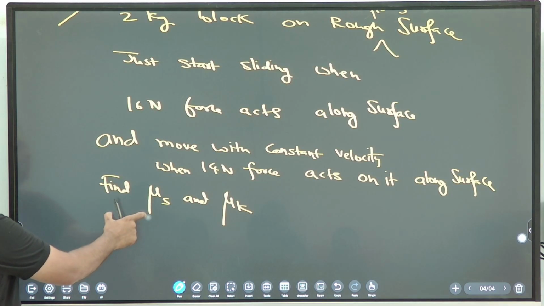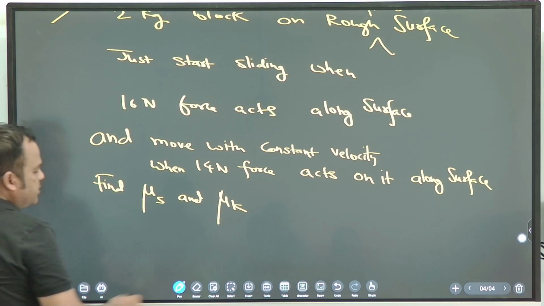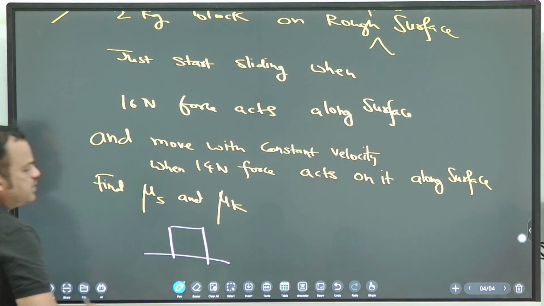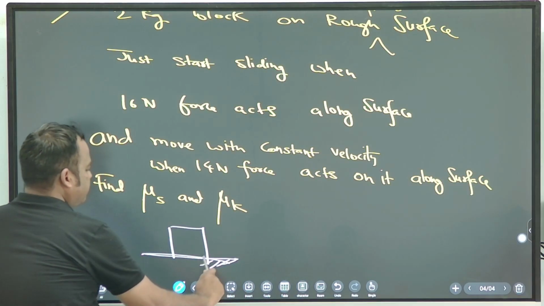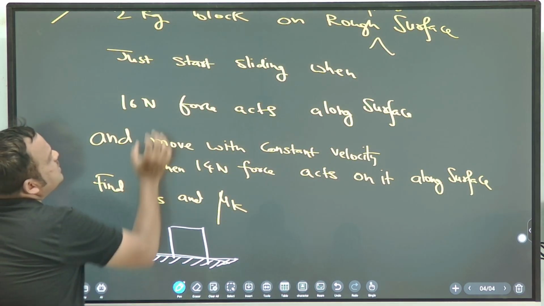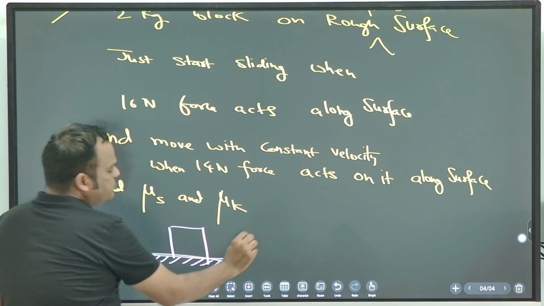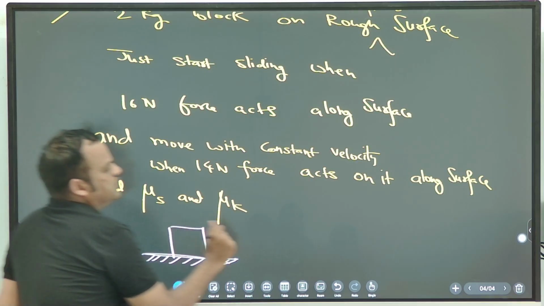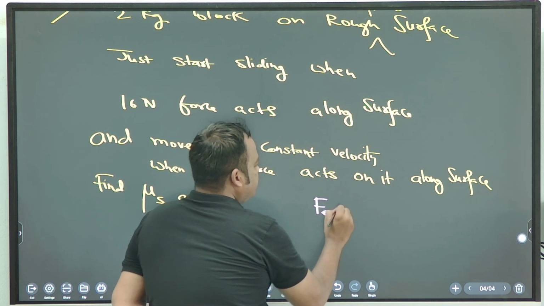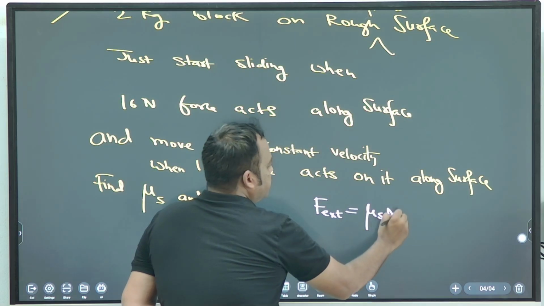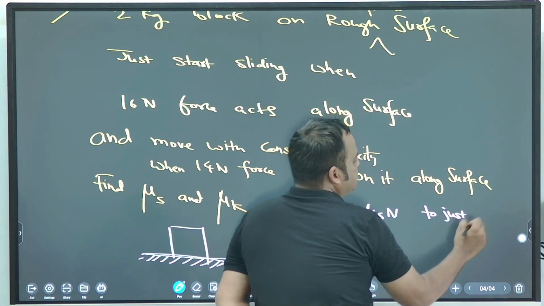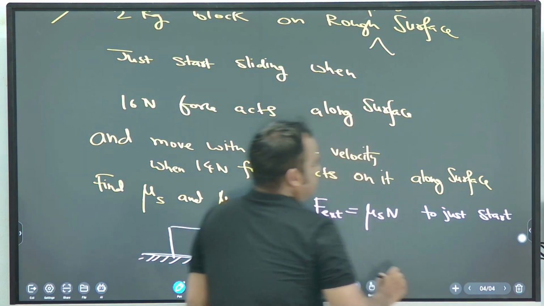Okay, so now this is the question. A 2 kg block is there. Suppose this is the surface, the block is there, and the surface is rough. Now you answer. When it just starts sliding, how much force is exerted? Mu s n. The external force is mu s n when it is just starting. Clear?